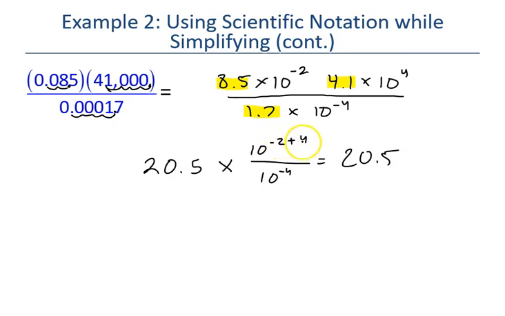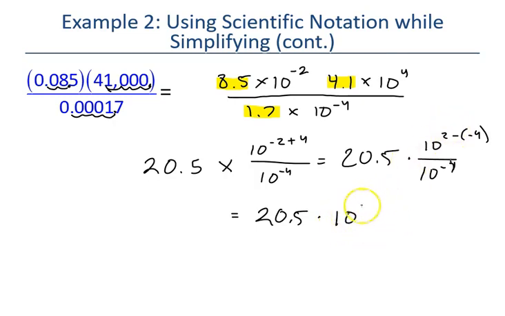Negative 2 plus 4 is going to give me, I'm going to put a little multiplication here, times 10 to the 2 all over 10 to the negative 4. Make sure that looks like a 4 there. Let's remember our quotient rule. Let's continue on, and I've got 20.5 times 10 to the 2 minus negative 4. When I do that, notice I got 2 minus negative 4. That's going to be 2 plus 4, which is going to leave me with times 10 to the 6.